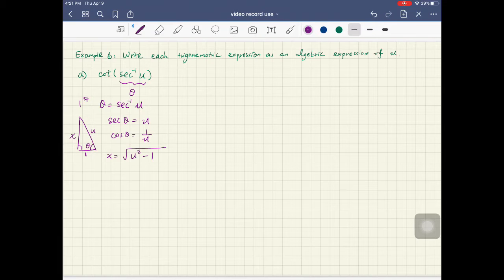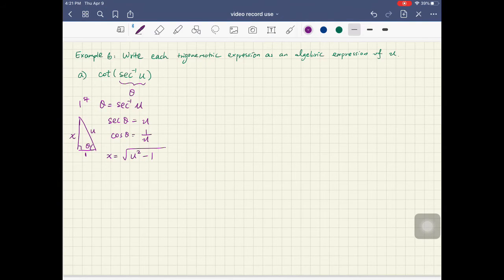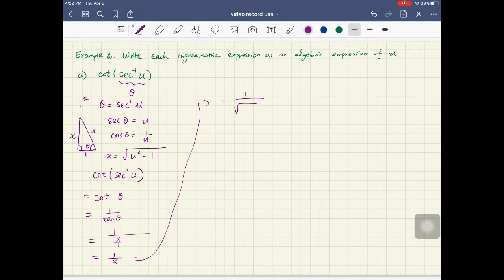Okay, so I'm going to find the cotangent of secant inverse of u, which is the same as cotangent of theta. Cotangent is 1 over tangent of theta. Tangent of theta for this picture is going to be x over 1, so cotangent is 1 over x, where x is equal to square root of u squared minus 1.